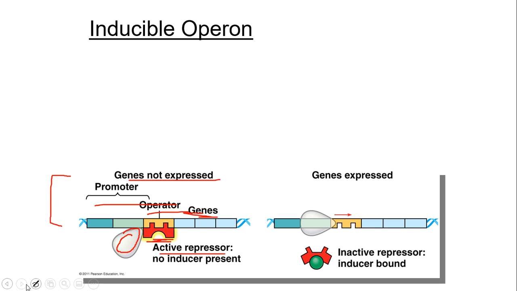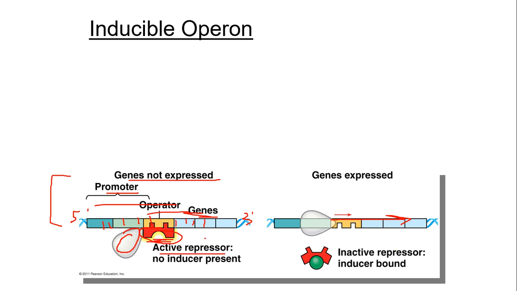Okay, it's like a roadblock. If you picture these as railroad tracks, you get on at the station at the promoter, and you're trying to go from 5' to 3'. You're trying to get to that terminator region. Well, you can't because there's this giant roadblock here. It's not until we remove that roadblock that RNA polymerase is able to go all the way to the terminator region and create the mRNA transcript.